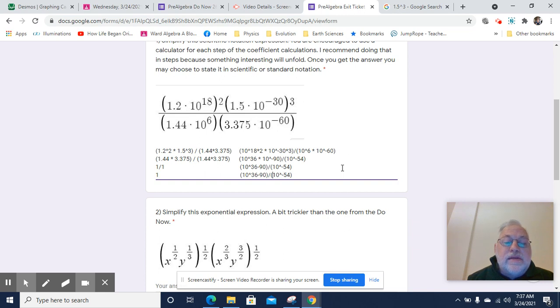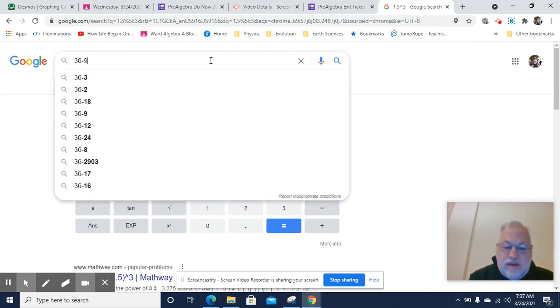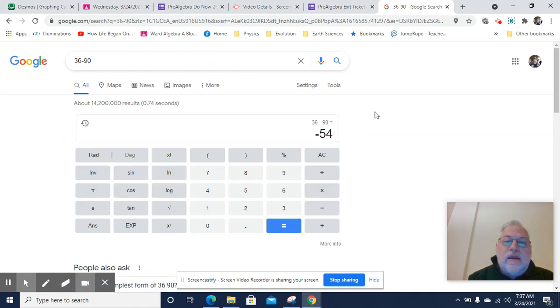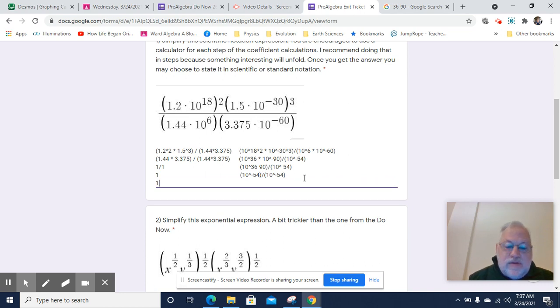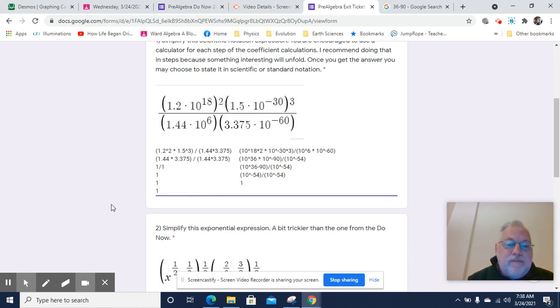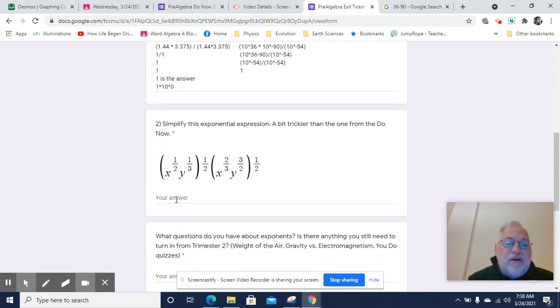So what is 36 minus 90? Well, 36 minus 90 is going to be negative 54. I will confirm that really quickly. It's always good to use a calculator to confirm things. Okay, I get negative 54. So there we go. That equals negative 54. And I've got 10 to the negative 54 over 10 to the negative 54. So that's 1. And that's 1. So my answer is big fat 1. If you wanted to write that in scientific notation, it'd be 1 times 10 to the 0. The 1 works.